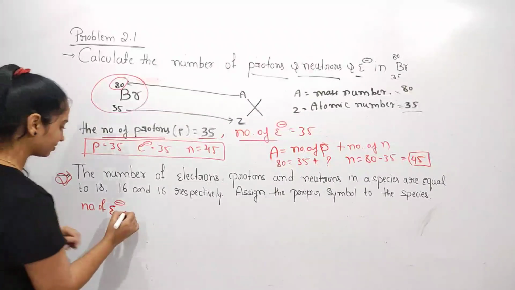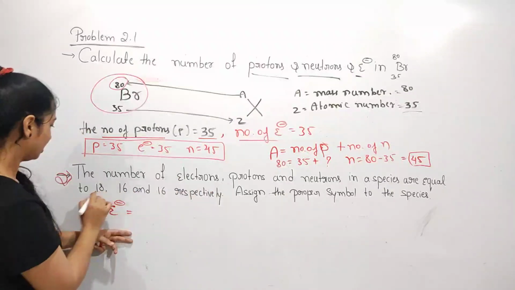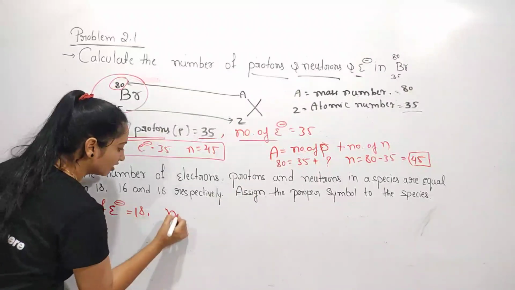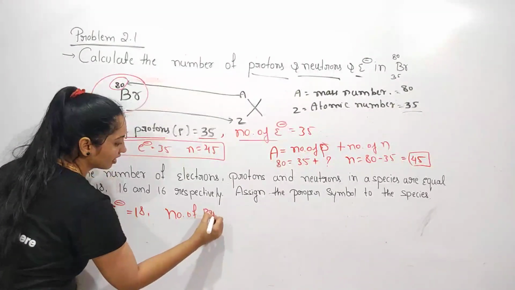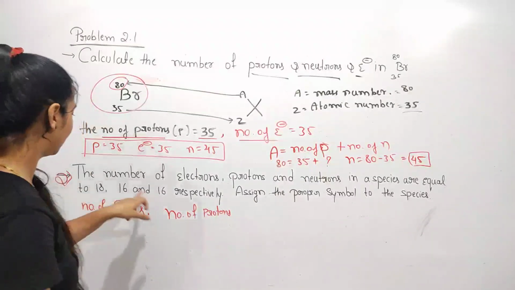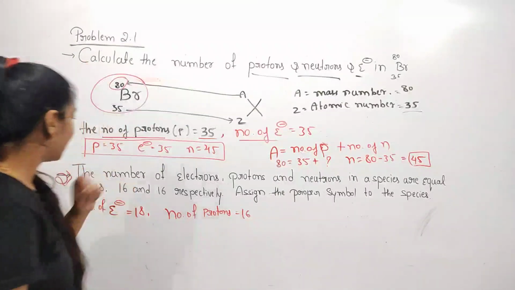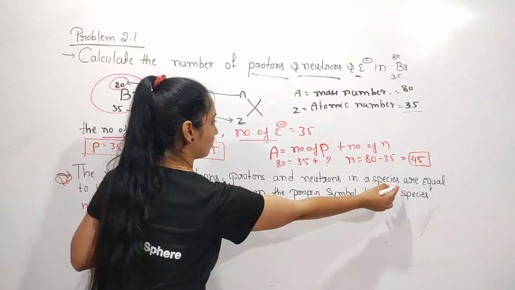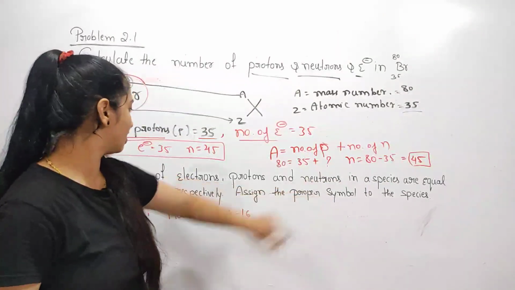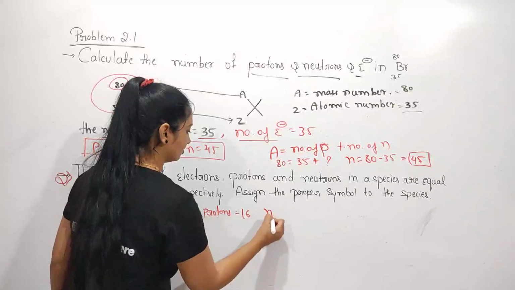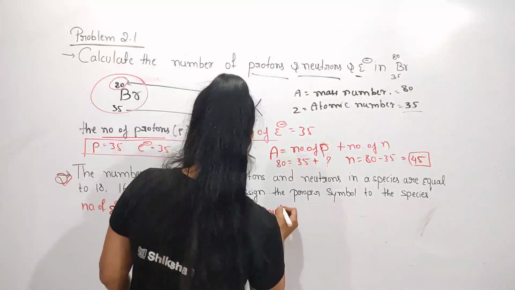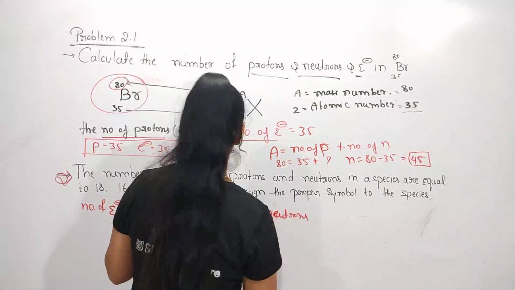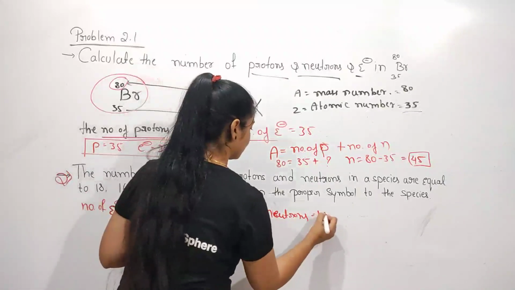Number of electrons is equal to how much? 18. And next, the number of protons. Number of protons equals 16. And see here, the number of neutrons, what's that? It is equal to 16.